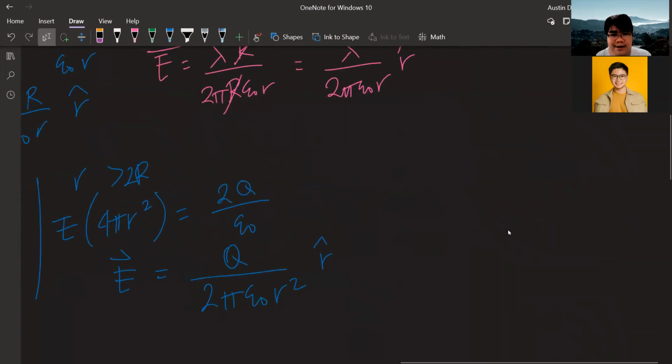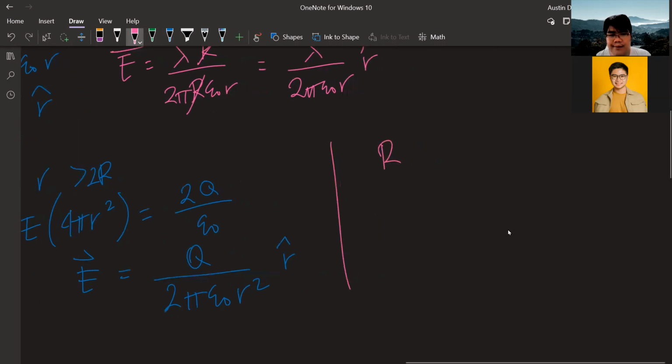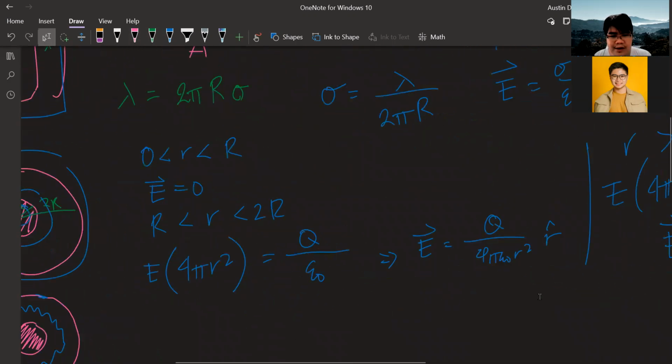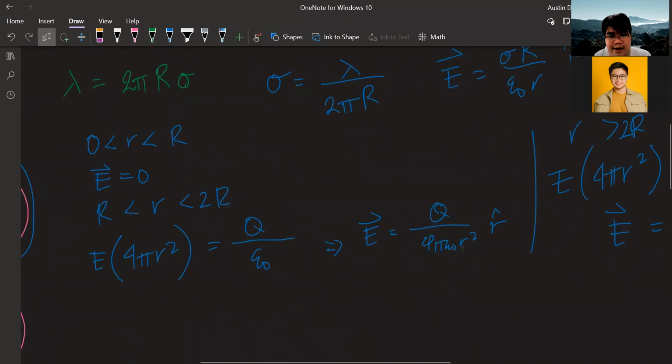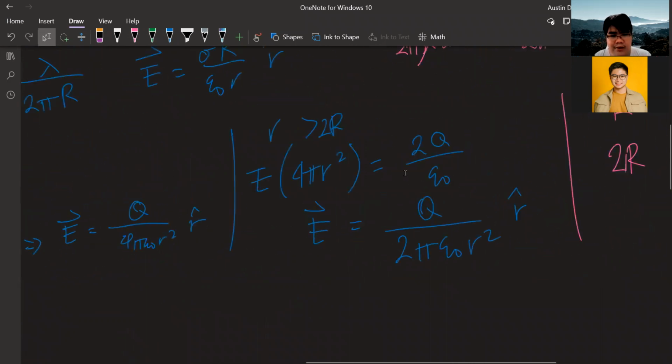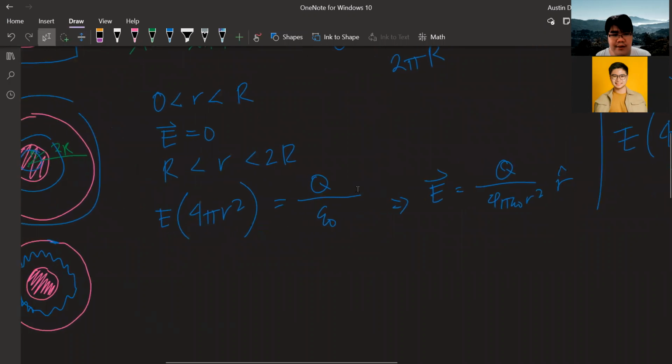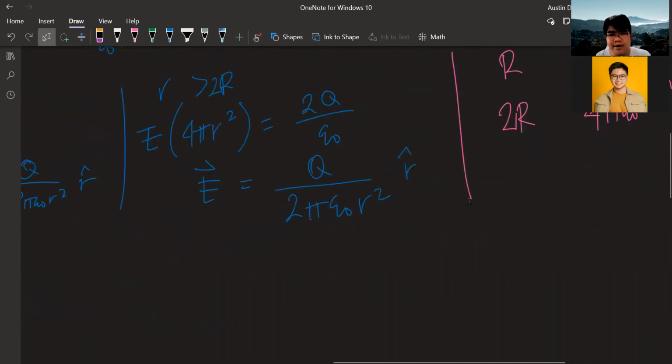Meron tayong boundaries na dalawa, R and 2R. Palit tayo ng color para signify that we're answering different things. Meron tayong R, 2R. Okay? And then, itong unang sagot natin, let's try to plug in R and 2R. So that's Q over 4 pi epsilon naught R squared. Okay. And then the other one, I would just plug in 2R here.